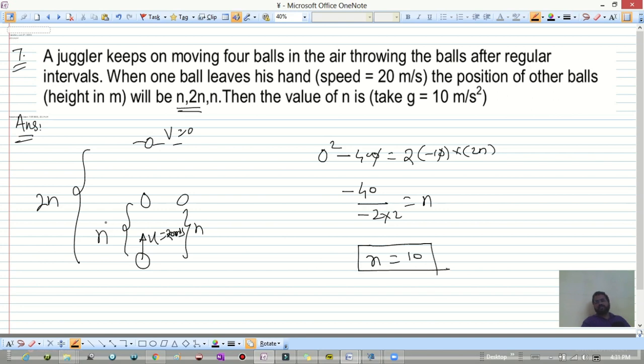So n is 10, which indicates n is equal to 10 meter, and this 2n is equal to 20 meter, and this n also is 10 meter. So I hope this is clear.